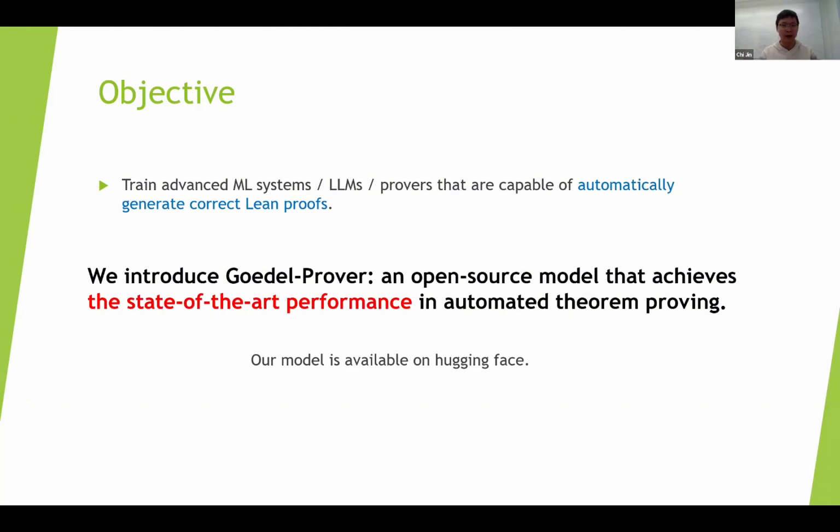Our model is also out there. It's released on Hugging Face. Any questions so far?